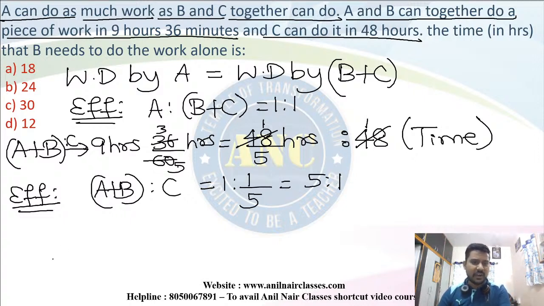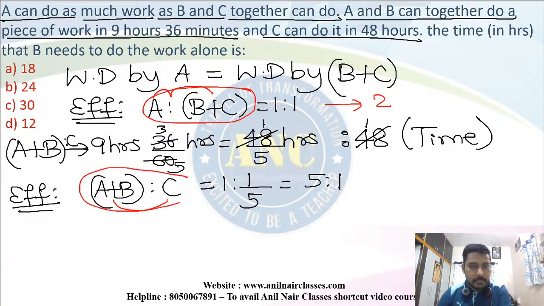But think a little logically. I always want you to think logically so that you will get the answer fast. According to the first ratio, A plus B plus C is 1 plus 1, 2 units. According to the second ratio, A plus B plus C is 6 units. How can that be possible? No. Everywhere A plus B plus C should be the same. So make this 2 as 6. 6 is already 6, don't worry about it. 2 into 3 is 6.